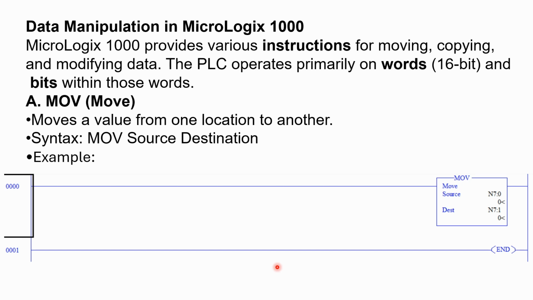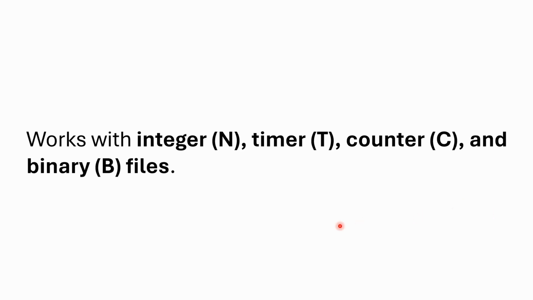The first instruction we want to look at is the move instruction, represented by MOV. It moves a value from one location to another. The syntax is that you move the source to the destination whenever this instruction is energized. For this instruction, we're moving N7:0 to N7:1, so integer file 0 is being moved to integer file 1. And again, the move instruction works with integer files, those are the N's, timers, T's, counters, and also binary files.